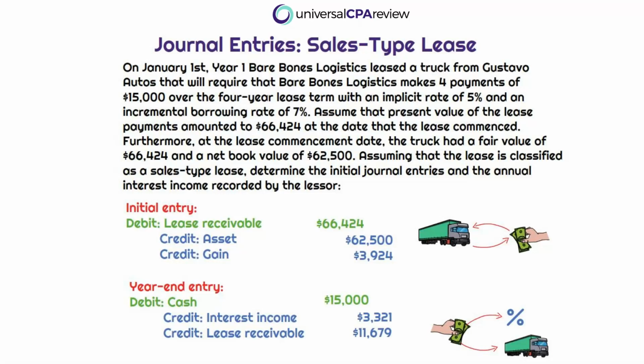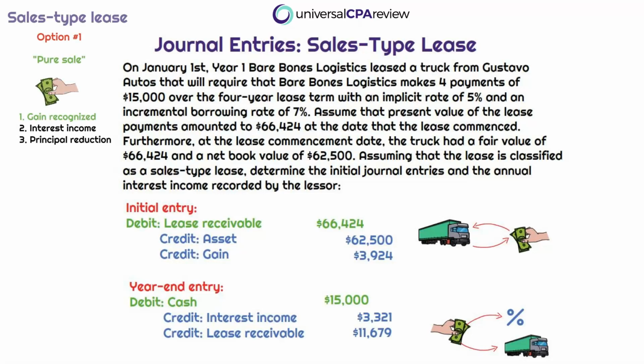Okay, so the first thing to note is because this is a sales type lease, we're going to think of this as a pure sale, right? So that means that there is a gain that is getting recorded in this initial transaction. We know that the present value of the minimum lease payments is $66,424. So that's going to get debited. On the credit side, we're going to credit the asset at its carrying value. And the gain will be recognized as the difference between that present value of the minimum lease payments and the carrying value amount. So this is the first profit that is getting recognized by the lessor.